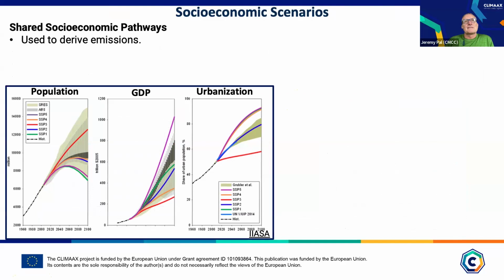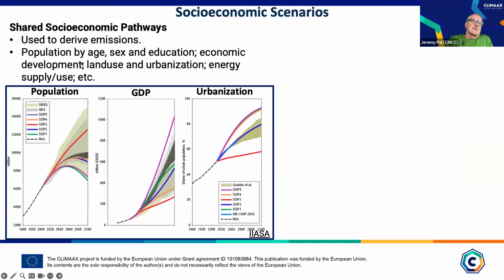Okay, so to form these RCP concentrations, atmospheric concentrations, we have what are called shared socioeconomic pathways, or SSPs. They're used to drive the emissions, which then turn into the atmospheric greenhouse gas concentrations. The socioeconomic factors considered include population by age, sex, and education, economic development, land use, urbanization, energy supply and use, and so on. This is just a depiction of some of these here: population, GDP, so the gross domestic product, and urbanization. And you can see there's quite a bit of uncertainty associated with these. For example, with population, there's more than twofold difference between SSP1 versus SSP3, or not quite twofold, and the same with GDP and urbanization.